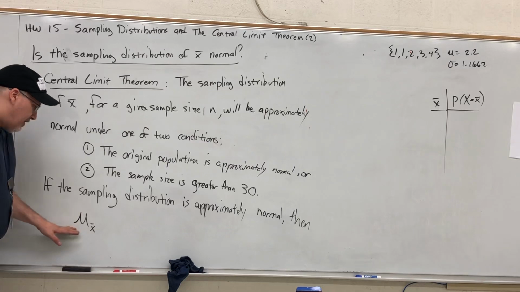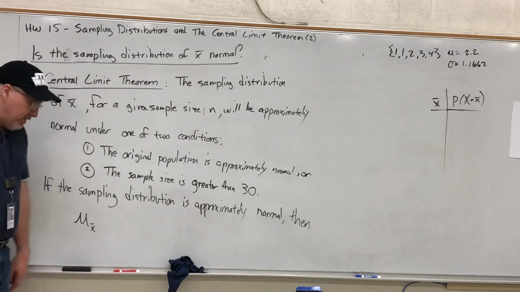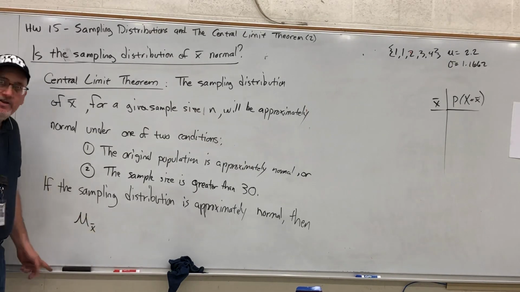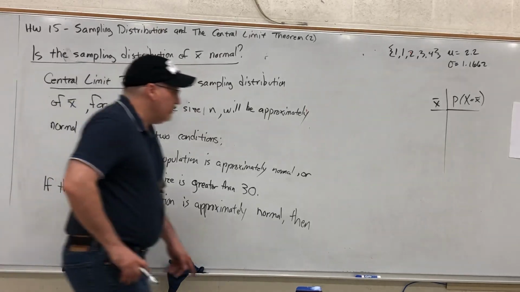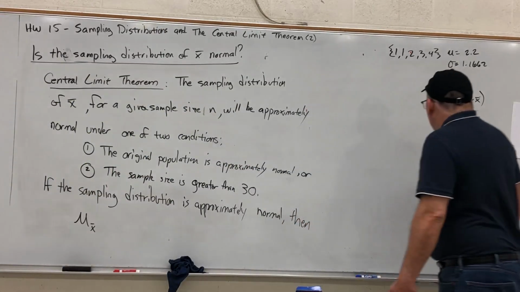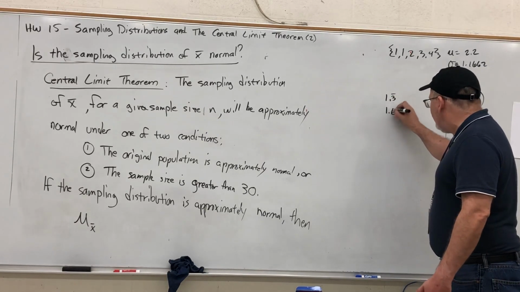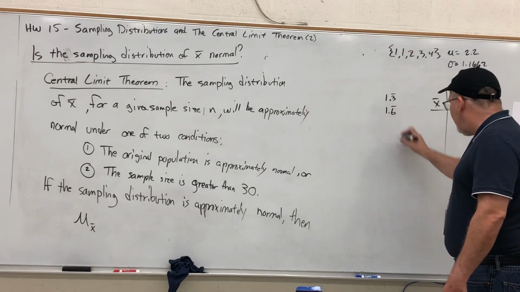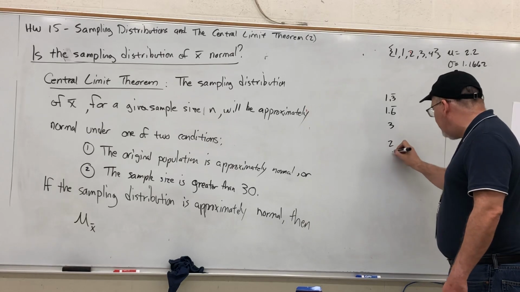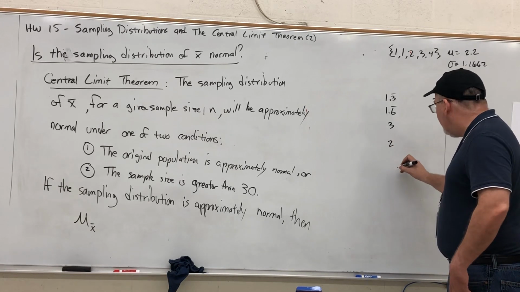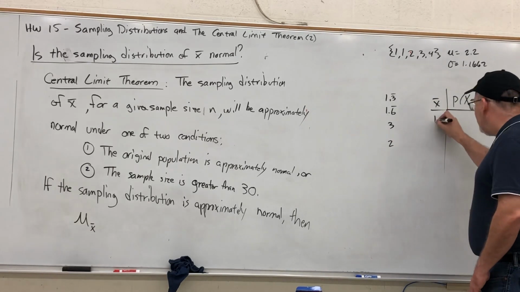Mu is the mean of a population, x bar is the sample mean. What this means is the mean of all the x bars. In other words, and I really wish I hadn't erased this, but I think it went 1.3 repeating, 1.6 repeating, and then there was a 3, and then there were a couple of 2s. Was there only one 2? Well, let me reconstruct this.